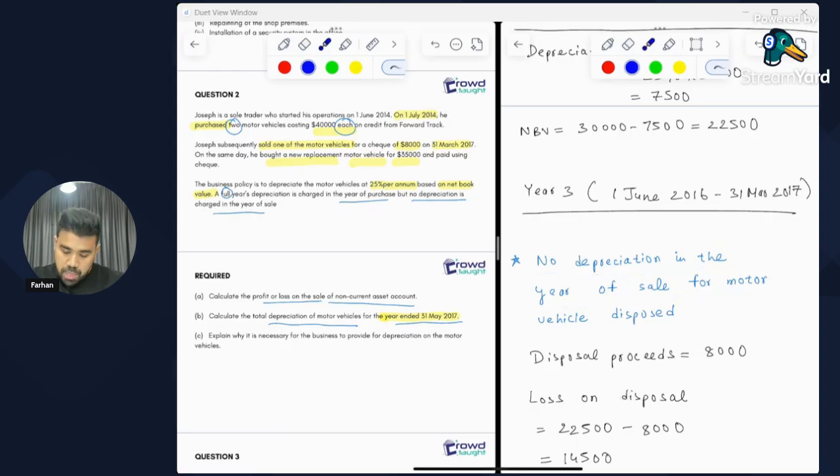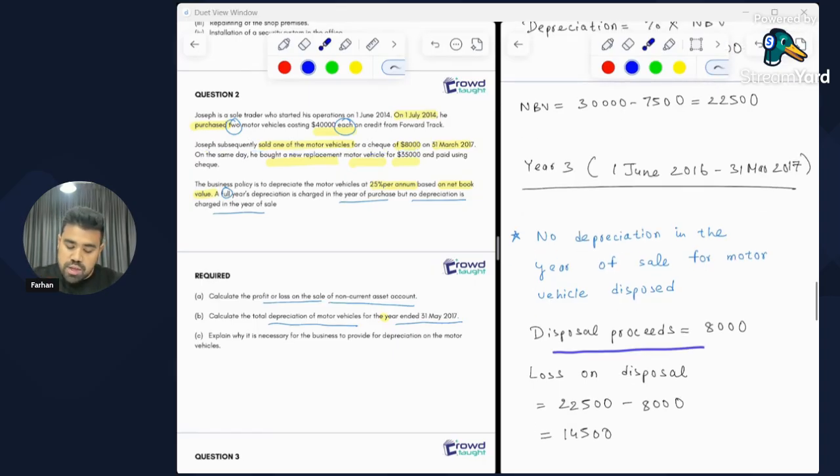Okay, so let's now find the profit or loss. How much did we sell this motor vehicle for? $8,000, all right? And where did we get this information from? Second paragraph, first line. Joseph subsequently sold the motor vehicle for a cheque of $8,000. This $8,000 is known as the disposal proceeds, or the amount that we have received in our bank account by selling this motor vehicle.